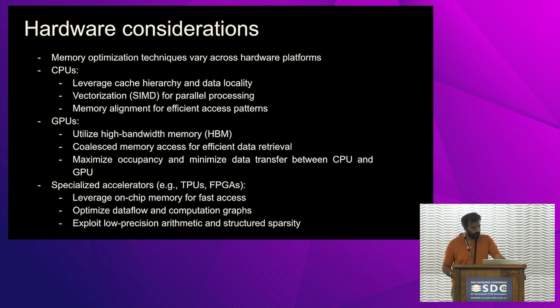Memory optimization techniques vary across hardware platforms. On CPUs, you can leverage cache hierarchy and data locality, and you can also use vectorization, which is single instruction, multiple data for parallel processing. Whereas on GPUs, like I said, you can utilize the HBM memory, and you want to develop algorithms that use coalesced memory access for efficient data retrieval.